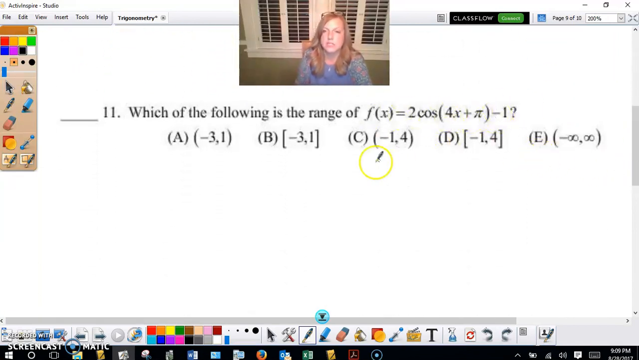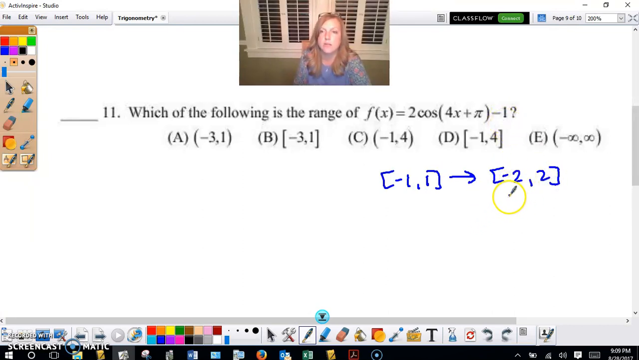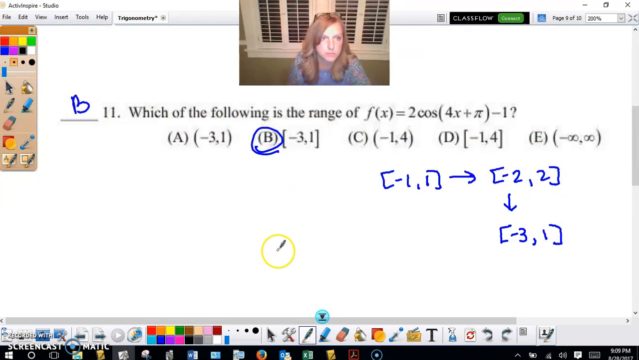The range here, again, you're just playing around with your horizontal and your vertical transformations. Range is the vertical. We have a stretch by 2. So we go negative 1 to 1. We stretch by 2, negative 2 to 2. And then we go down 1. And when you go down 1, you're at negative 3 to 1. So negative 3 to 1, the answer is B. So that was a nice quick one for your cosine.